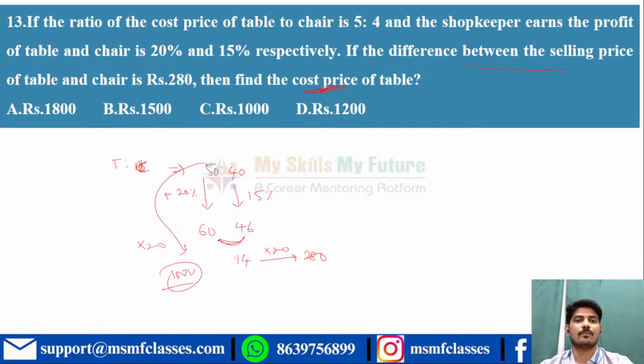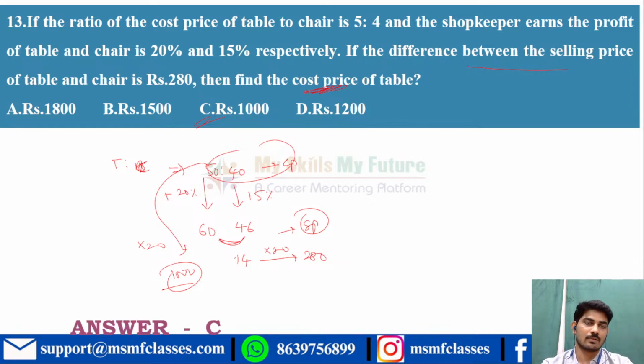So here we are given the selling price, but in the question he asks us to find the cost price. So 50 into 20 will be equal to 1000, which is presented in option C. I hope we are clear with this explanation, and we are moving to the next question.